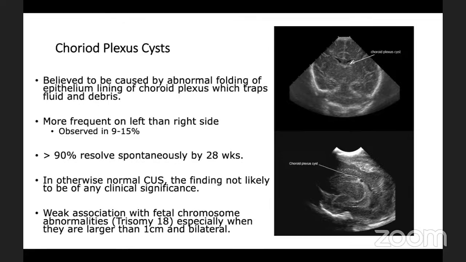And if the remaining structures on the ultrasound are normal, I don't think there is any clinical significance of these choroid plexus cysts. However, there is literature in which they found a weak association of choroid plexus cyst with chromosomal abnormalities, trisomy 18, especially when they are more than 1 centimeter. So if you see here, it is just like a small cystic structure in the coronal plane, and this is how it looks in the lateral sagittal view.